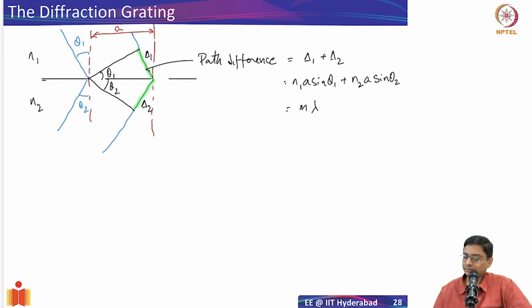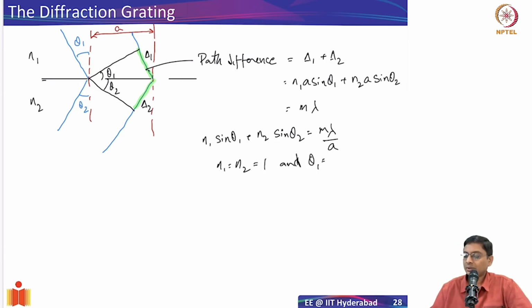And you will see that you can just rewrite this. So I can write it as n1 sin theta 1 plus n2 sin theta 2 is going to equal m lambda by a. And for a moment, let's consider a scenario where n1 equals n2 equals 1 and normal incidence, theta 1 equal to 0. So what happens in that case? You simply have n sin theta 2 equal to m lambda by a. What is this telling us?